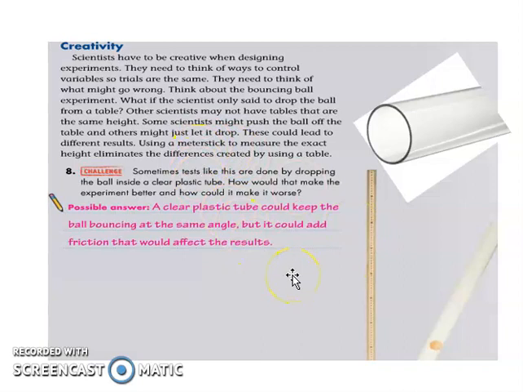So let's go here to number 8. Sometimes tests like this are done by dropping the ball inside a clear plastic tube. How would that make the experiment better and how could it make it worse? A possible answer is a clear plastic tube could keep the ball bouncing at the same angle, but it could add friction that would affect the result. Because the surface of this area is a little bit small, that causes friction. Friction is the rubbing of two objects together. So since this is small, it could create friction inside.